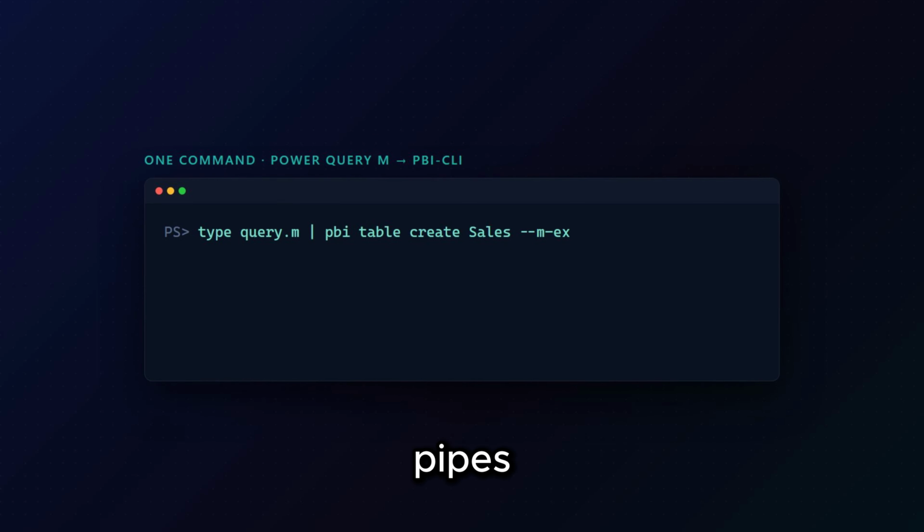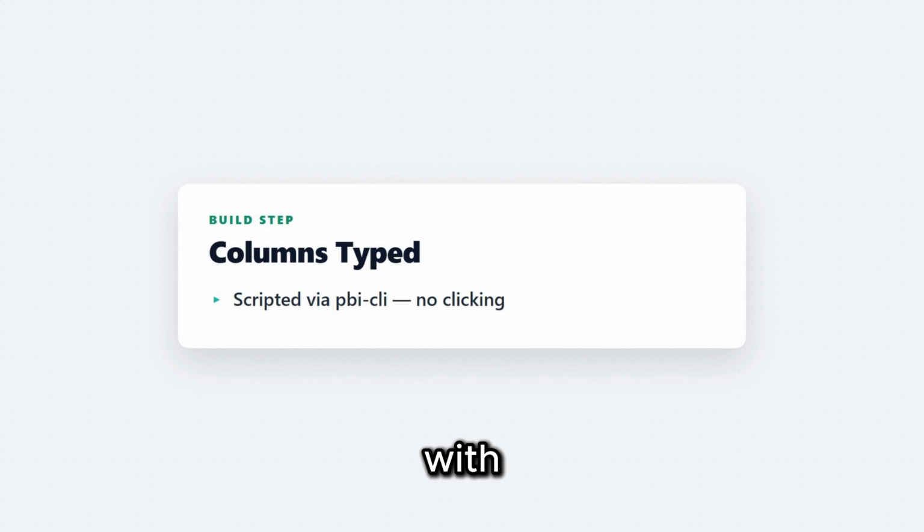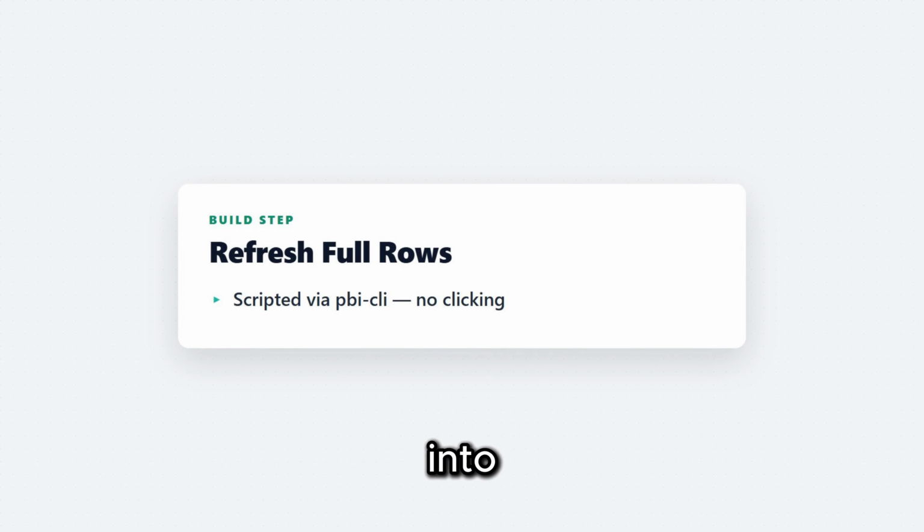One command pipes a Power Query M expression into pbi-cli. Sales table appears in the model. Partition created. Columns added one at a time, with proper types. Refresh full loads all 1,500 rows into memory.